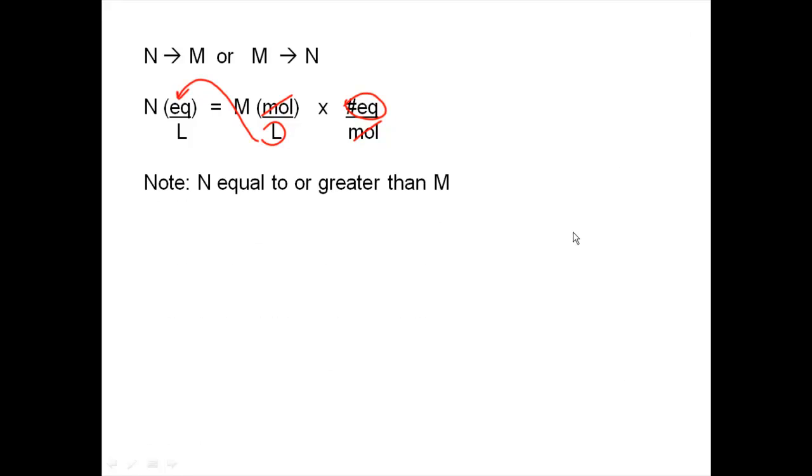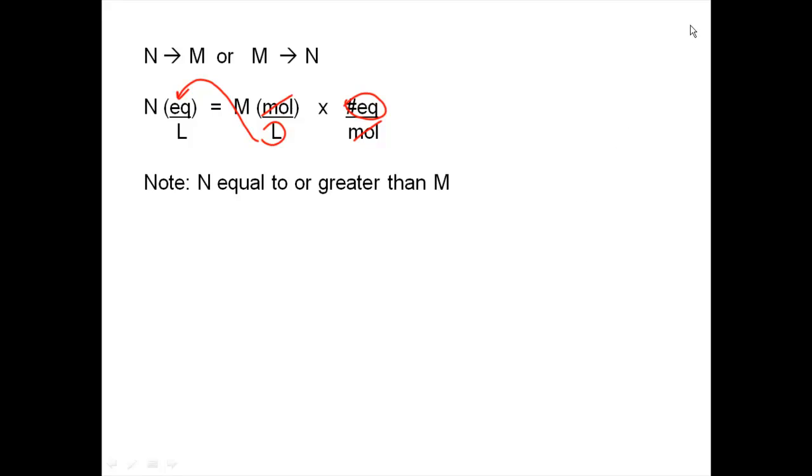One thing to keep in mind when you do these calculations between molarity and normality, to know if you're doing things correctly, is that normality will always be equal to or greater than the molarity. So normality will be equal to molarity if it's a 1 equivalent per mole ratio, or if it's something greater than 1 equivalent per mole, then normality will end up being greater than that molarity.